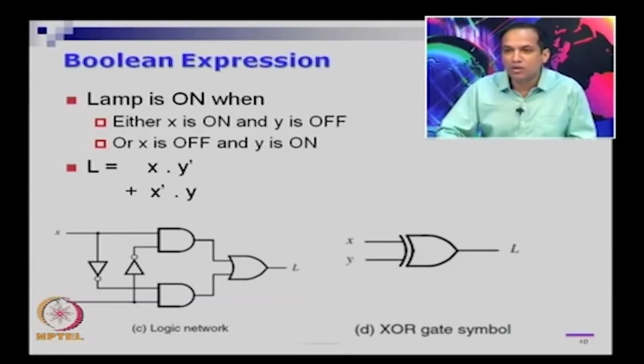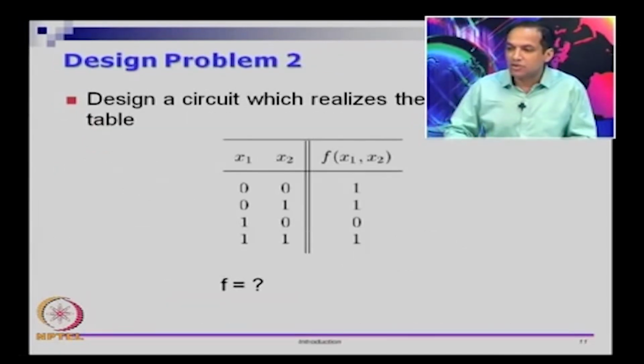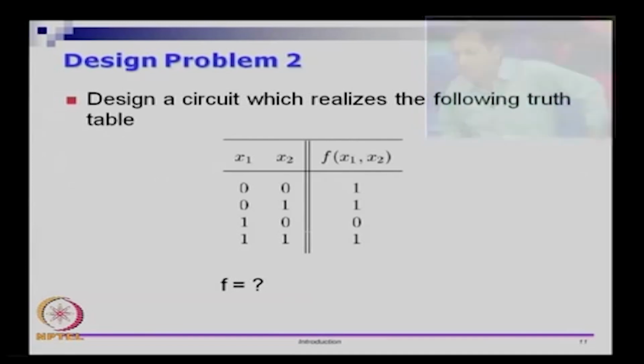So, what you want for this two-way staircase or this bedside lamp, bedside switch for a tube light is essentially an XOR gate. It is as simple as that. Let us look at another design problem. Design a circuit which realizes the following truth table.